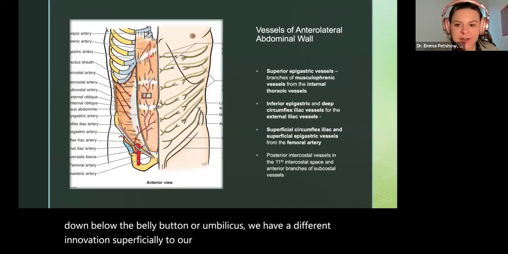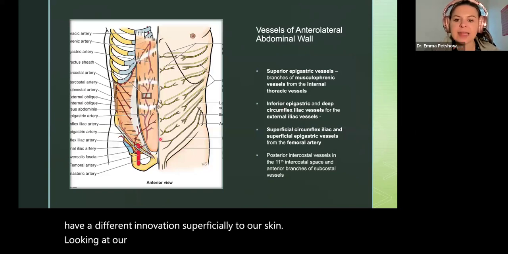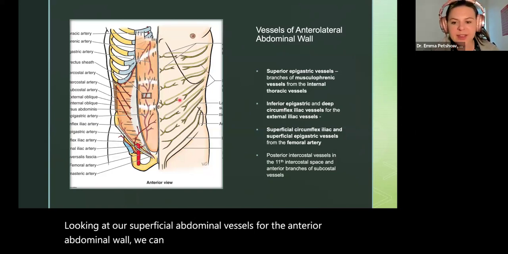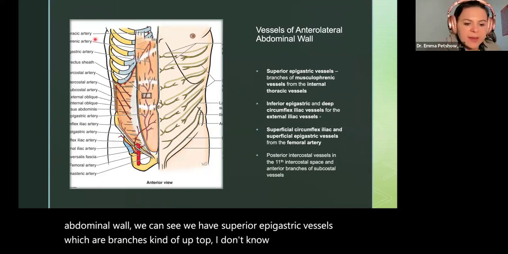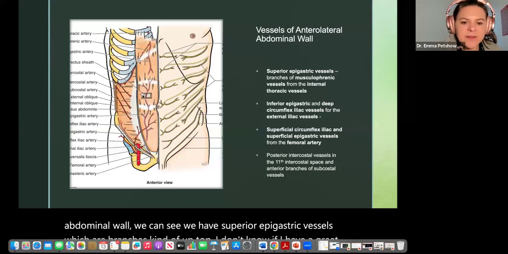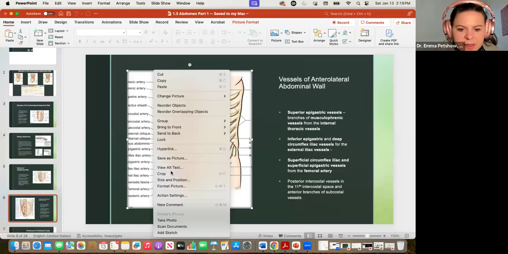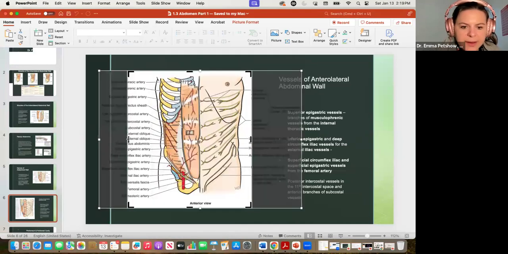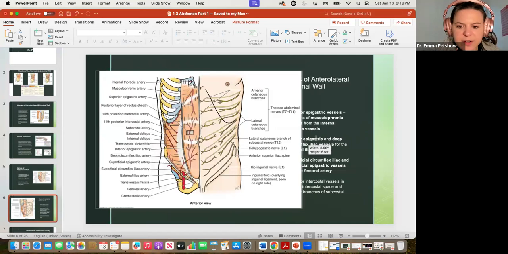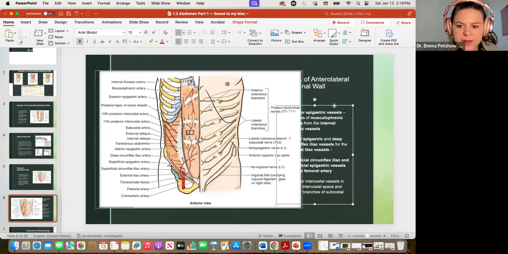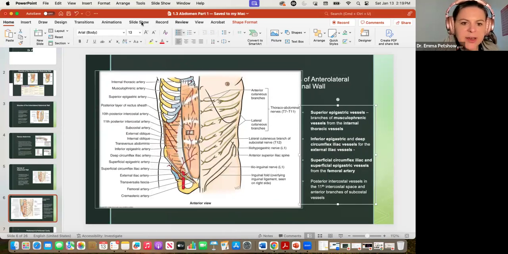Looking at our superficial abdominal vessels for the anterior abdominal wall, we can see we have superior epigastric vessels, which are branches kind of up top. I don't know if I have a great view. Let me see if I can actually take this out for a second and uncrop it. Yeah. Here we go. This will be actually much more beneficial. Magic. Okay.